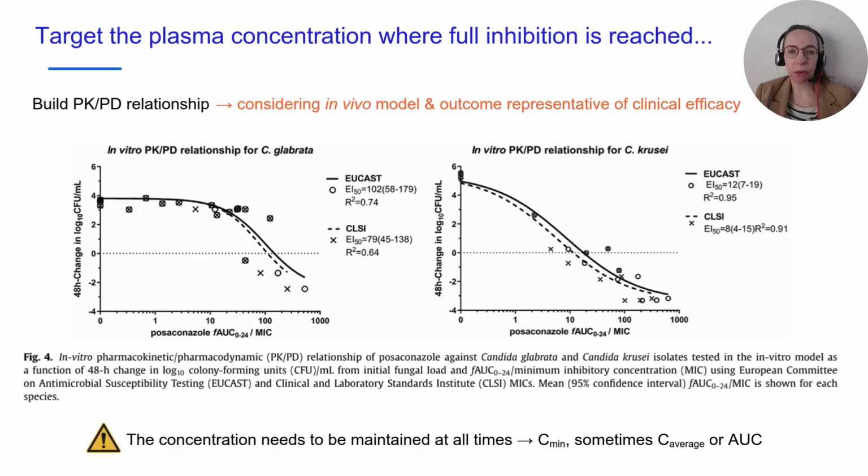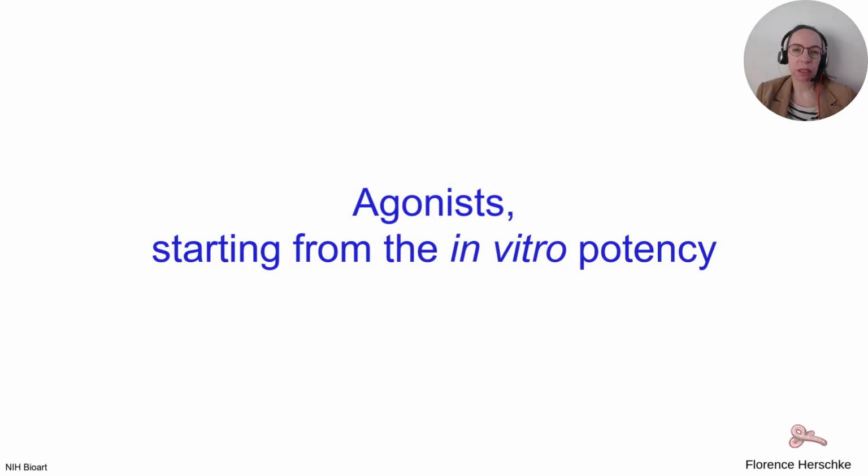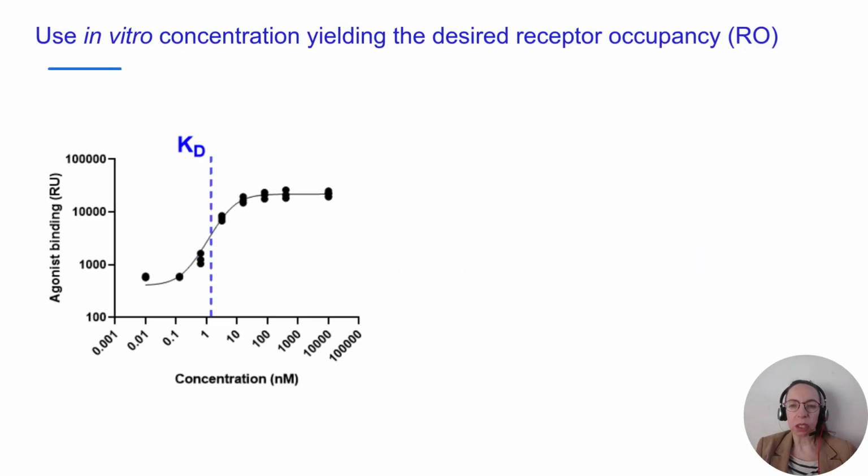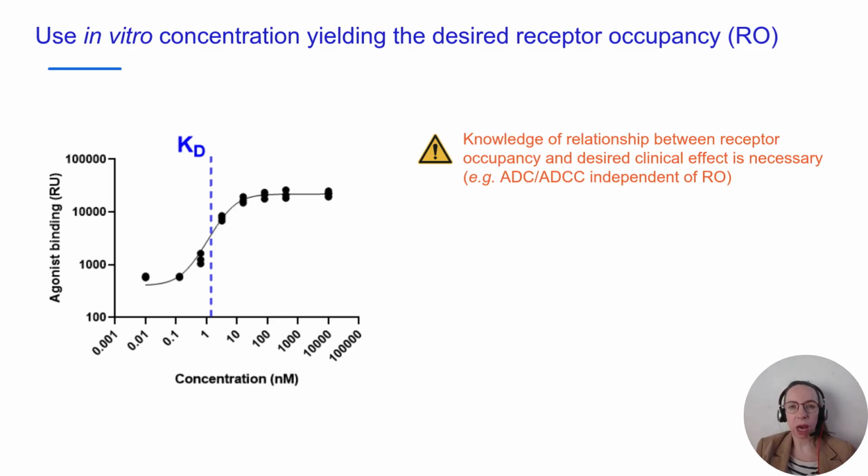You can also evaluate in the same efficacy model which one is the most appropriate, meaning which one is driving the efficacy. Now moving to agonists, starting from the in vitro potency. You can start from the in vitro concentrations yielding the desired receptor occupancy. So you will need to have a good knowledge of the pharmacology and the mechanism of action of the agonist to know how much receptor occupancy is necessary, so which percentage is needed.